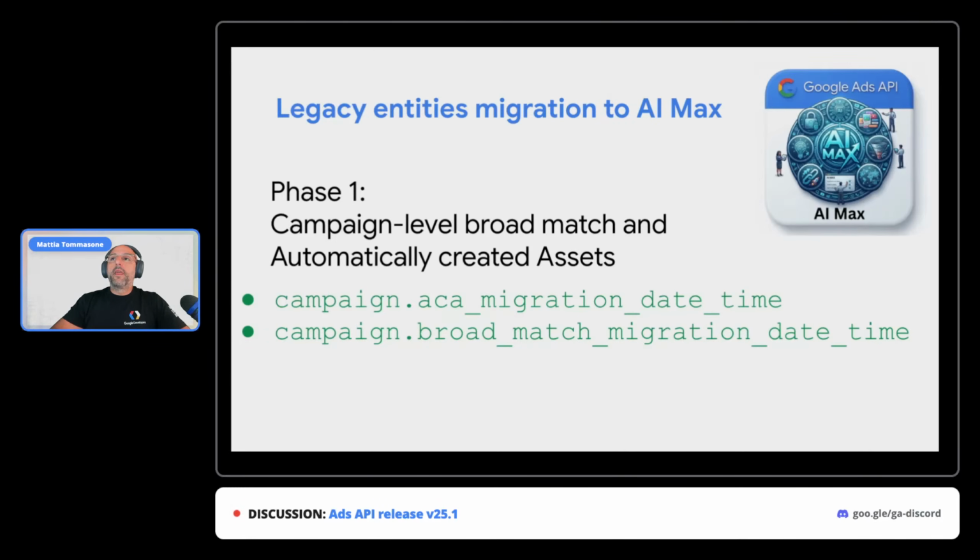So you will be able to know exactly when this migration happened. As I said, they are no longer possible to be set individually. So you're not able to configure ACAs and broad match individually anymore already. Starting from the first week of August, we disabled that feature. So right now, you can still use ACA and broad match by enabling AA Max on your campaigns.